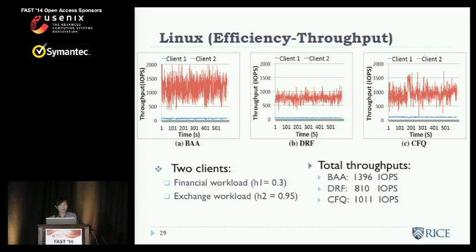In the Linux experiment, we first evaluate the efficiency of the bottleneck-aware allocation. In this example, there are 2 clients with hit ratio 0.3 and 0.95. This figure shows the throughput for 3 schedulers. We can see the bottleneck-aware allocation achieves high system throughput, much higher than DRF or CFQ.